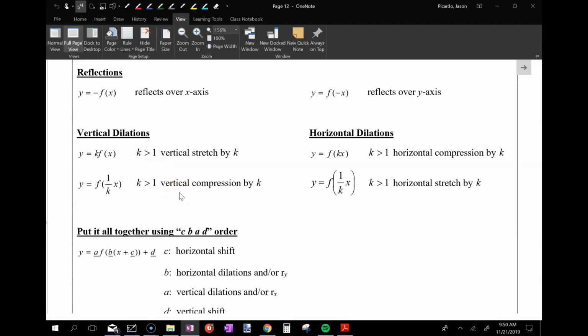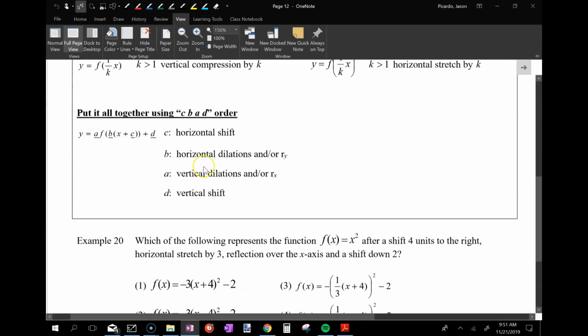Think about what you just said. Where's the x-axis? So if I reflect over the x-axis, it goes from here to here. So what changed? Well, boom. Cool. Okay.